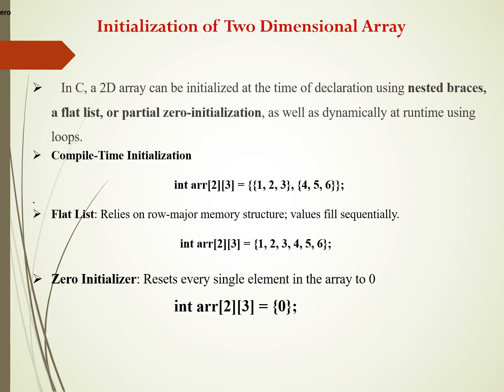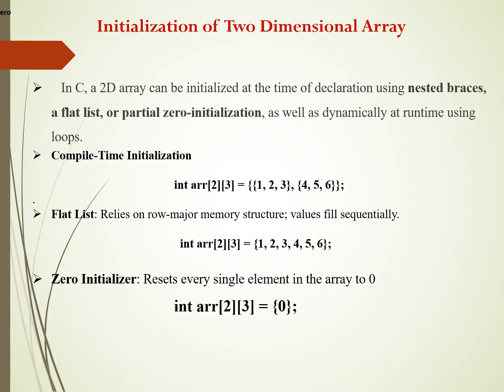The second method is called the flat list method. In this approach, all values are written in a single list without nested braces. For example, here I have declared the same array with row size 2 and column size 3. Though the total number of elements is 6, we directly initialize them over here. The compiler stores these values in row major order, meaning it fills the first row completely before moving to the next row. The third method is zero initialization.